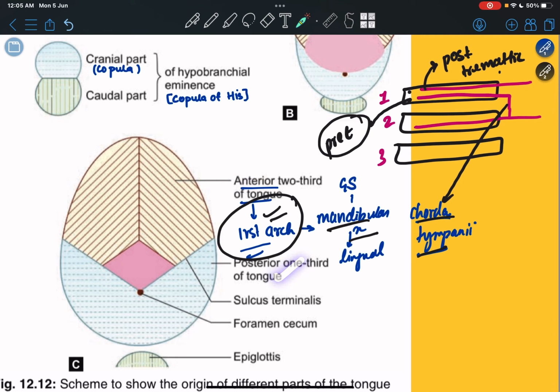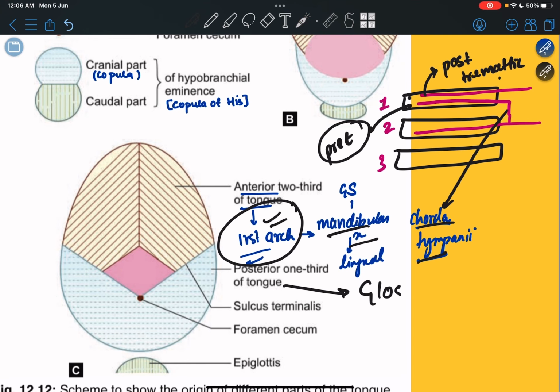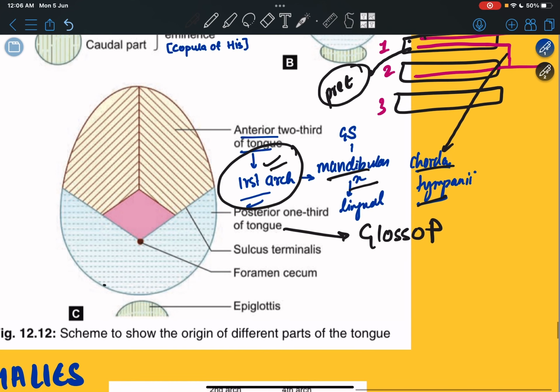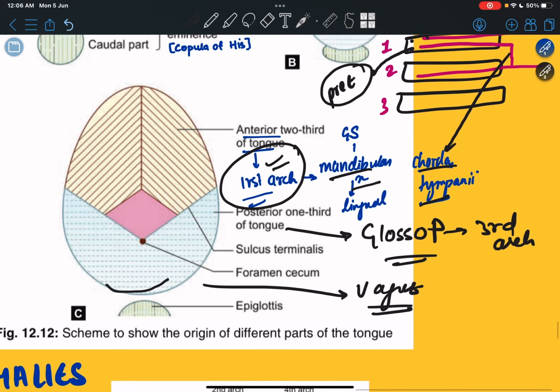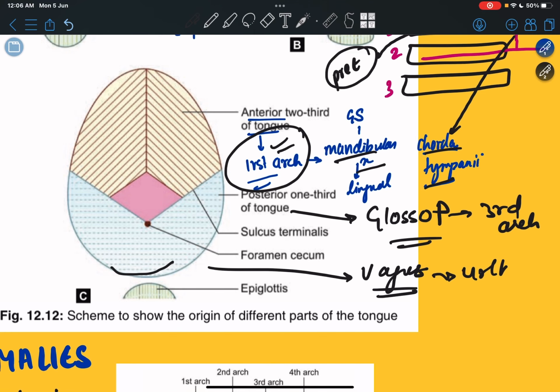Posterior 1/3, both the general sensation and the special sensations are carried only by one nerve, which is the nerve of the third arch, the glossopharyngeal nerve. Whereas the posterior most part of the tongue has one nerve for both general and special senses, which is the vagus nerve. Glossopharyngeal nerve is the nerve of the third arch, so that is why it is there, and vagus nerve is the nerve of the fourth arch, so that's why it is there.